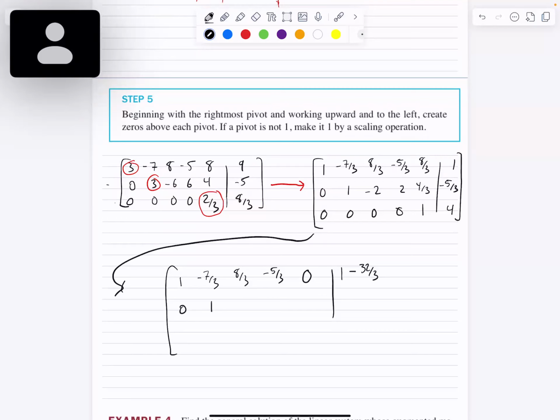And then 0, 1, -2, 2. And then, no sorry, -4/3 times row 3. -4/3. And so it's -5/3. And then I have to do plus 4 times -4/3, so minus 16 thirds. Oof, okay, that is pretty brutal. But then 0, 0, 0, 0, 1, and then a 4.